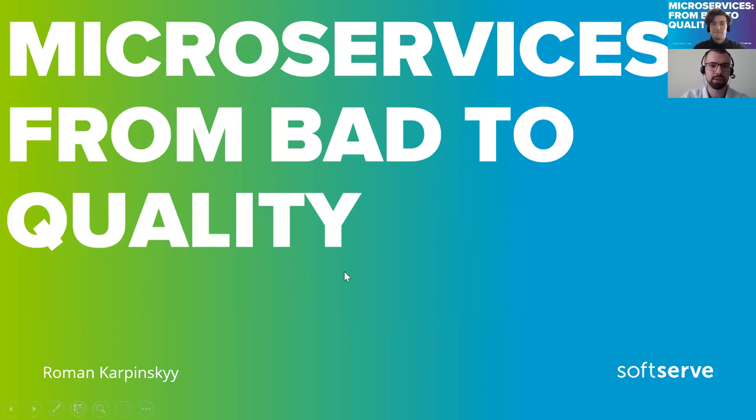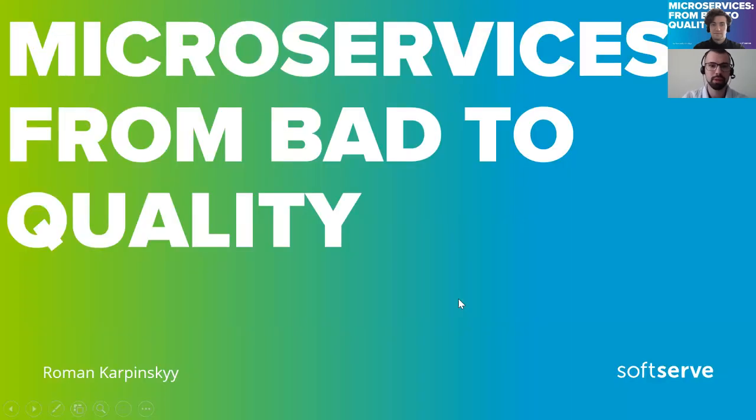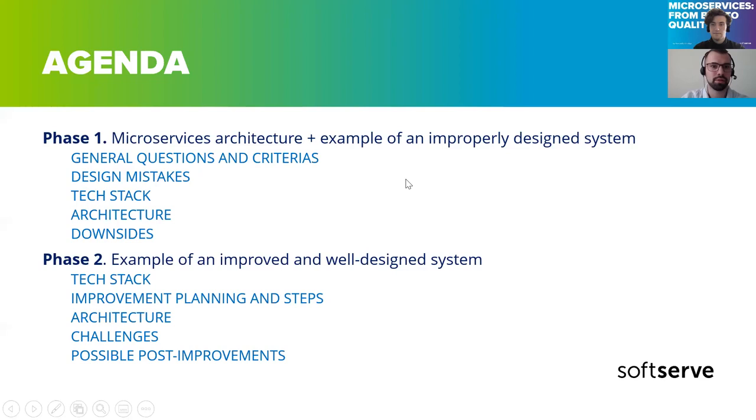Today we're gonna discuss a very interesting topic for a lot of you, I hope so, at least. It's about microservices, from bad to quality. We're gonna discuss some common mistakes, general questions about the architecture, criteria, some of the design mistakes that people usually make, and the tech stack that is most frequently used. And then we're gonna have a look at an example of an improperly designed system and its downsides. And then we're gonna have a look at an example of an improved and well-designed system.